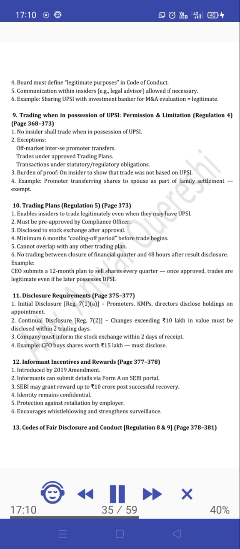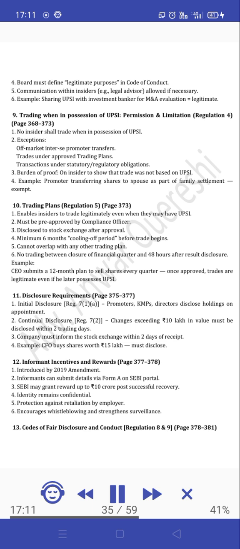9. Trading when in possession of UPSI, permission and limitation, Regulation 4, page 368. 1. No insider shall trade when in possession of UPSI. 2. Exceptions: off-market inter-se promoter transfers, trades under approved trading plans, transactions under statutory or regulatory obligations. 3. Burden of proof is on the insider to show that the trade was not based on UPSI. 4. Example, promoter transferring shares to spouse as part of a family settlement. Exempt.